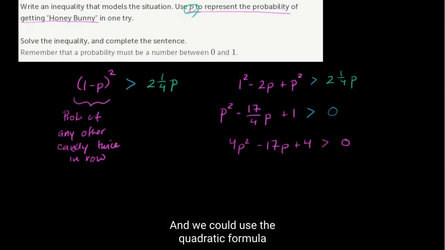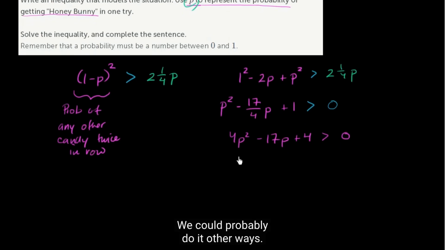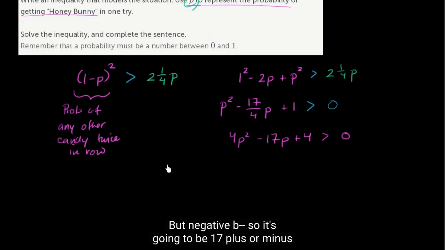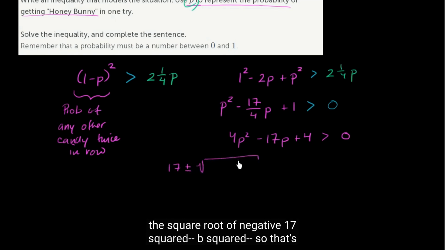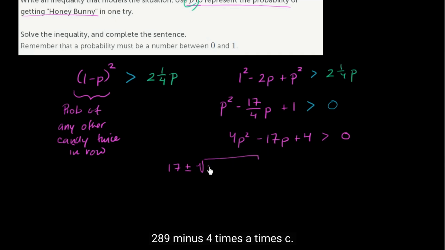We could use the quadratic formula if we wanted to do it really quick. We could probably do it other ways. But negative b, so it's going to be 17 plus or minus the square root of negative 17 squared, b squared, so that's 289, minus 4 times a times c.